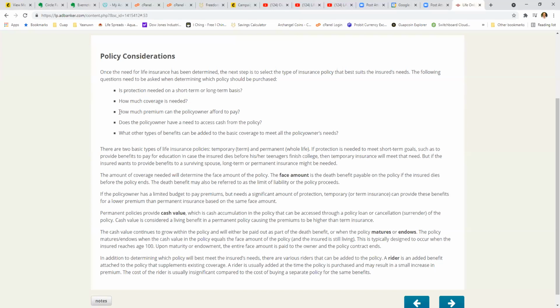And then, of course, what it always comes down to is how much can they afford? So, okay, they need $1 million of insurance, but they can only afford 500,000 or 250. We're going to get as much as they can afford and then go a little bit under budget because we don't want anybody stressing themselves. One, because we don't want them stressed, but then also because if they lapse the policy, then we get a clawback and then we lose money. So that's not fun either. Do they need to get access to cash from this policy? And then what other types of benefits are they looking for?